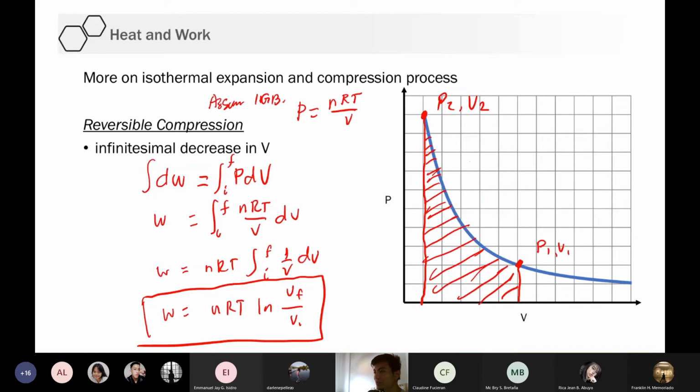And kapag compression, reversible, you are also getting the area under the curve. So ayan. So dahan-dahan lang. Same pa rin, nawala lang yung negative sign. Okay? So ayan.